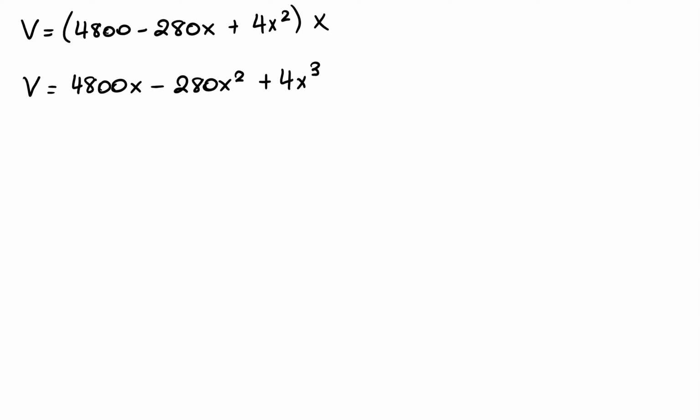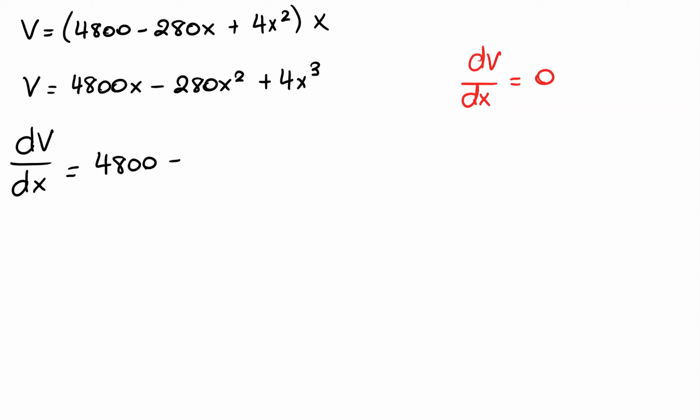Now we've got our function, and again we're trying to find the maximum volume, so we're trying to differentiate and make that gradient function equal to 0. So remember, we're going to find dV/dx, and we want dV/dx to equal 0 to find our maximum x value that gives us our maximum volume. So let's go differentiate this. So dV/dx equals 4,800 minus 280 times 2, that is 560x plus 12x squared.